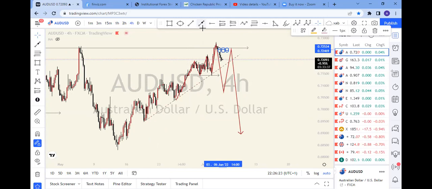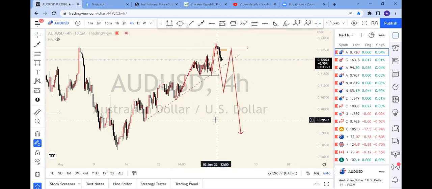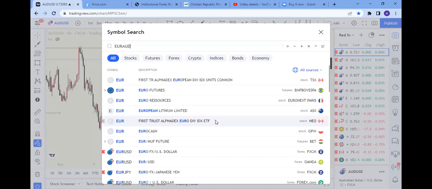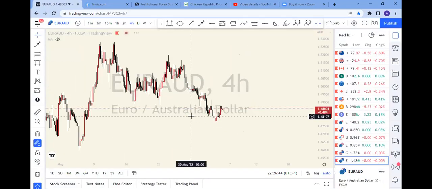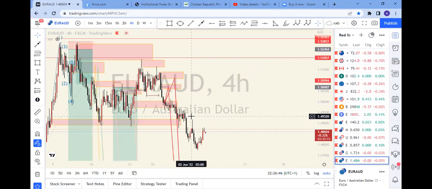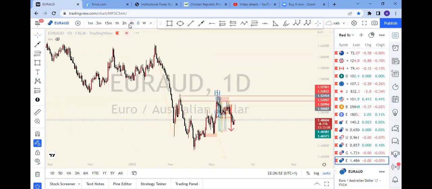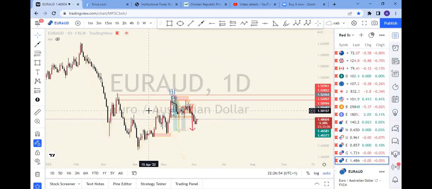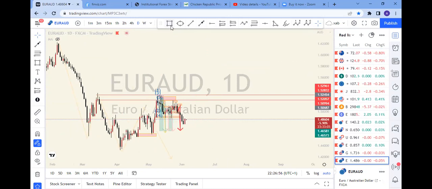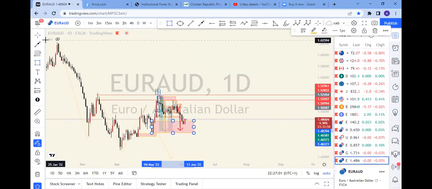Any other commodity? Let's take one last commodity, please. All right, GBPJPY, thank you. We'll take a look at GBPJPY shortly.